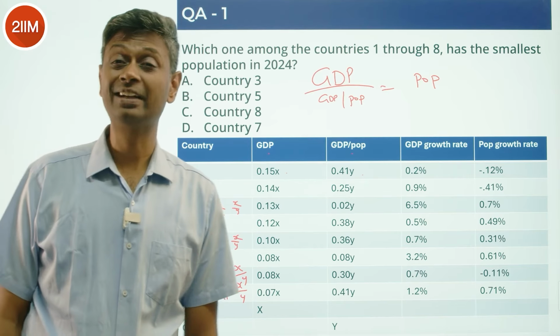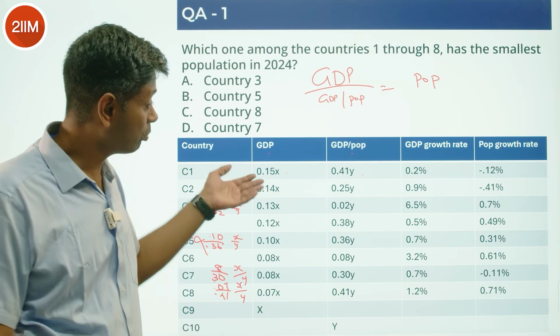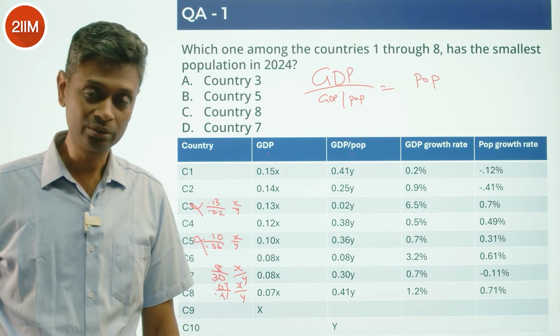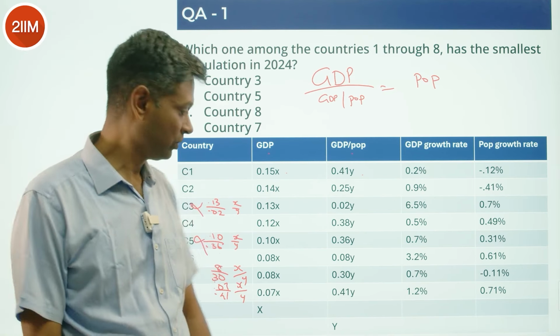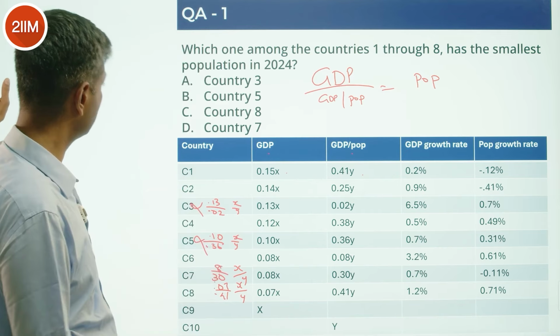7 by 41 is definitely lesser than 8 by 30. I don't have to put pen on paper, I don't have to calculate, don't punch in using a calculator and find all these values. It's a pain and something can go wrong. 7 by 41, smaller numerator, greater denominator, that is lesser. Country 8, done.